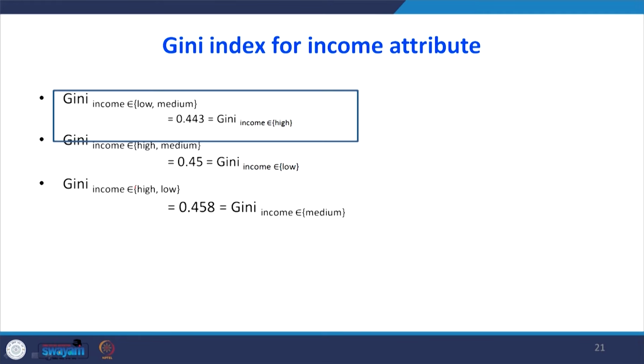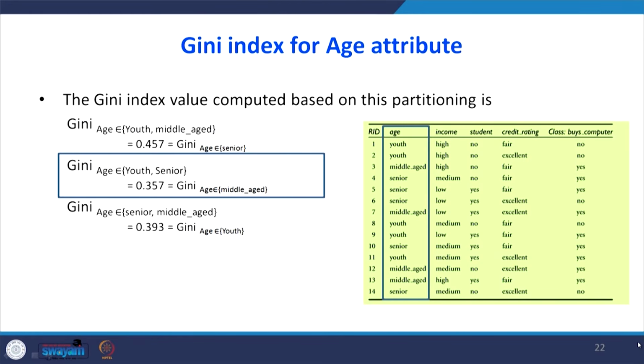Now, by comparing all the combinations, the lowest Gini index value is 0.443, that is for when income is high. Now, the Gini index for the age attribute: for senior it is 0.457, for middle age it is 0.357, for youth it is 0.393. The lowest Gini value is 0.357.